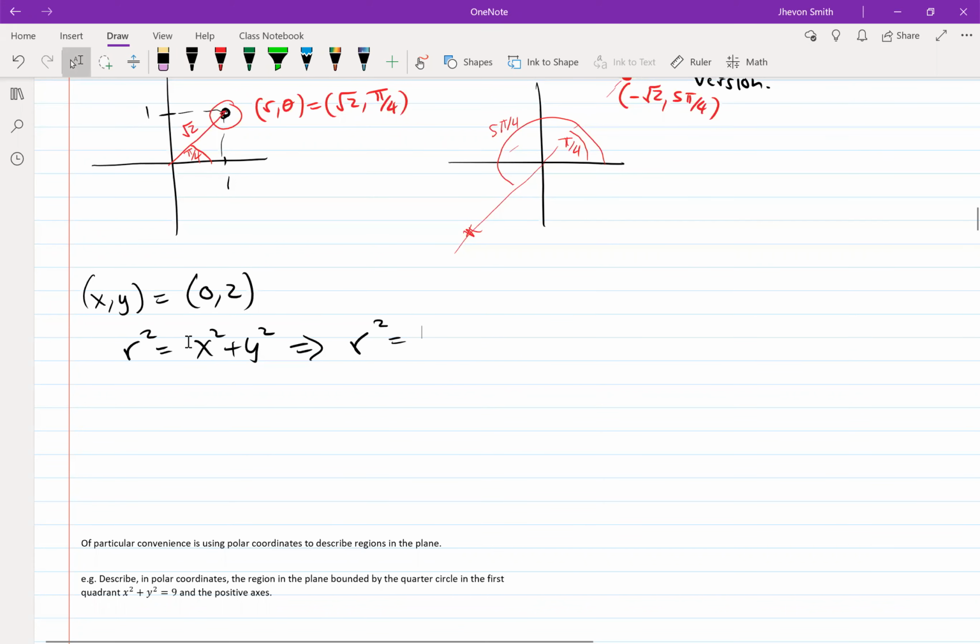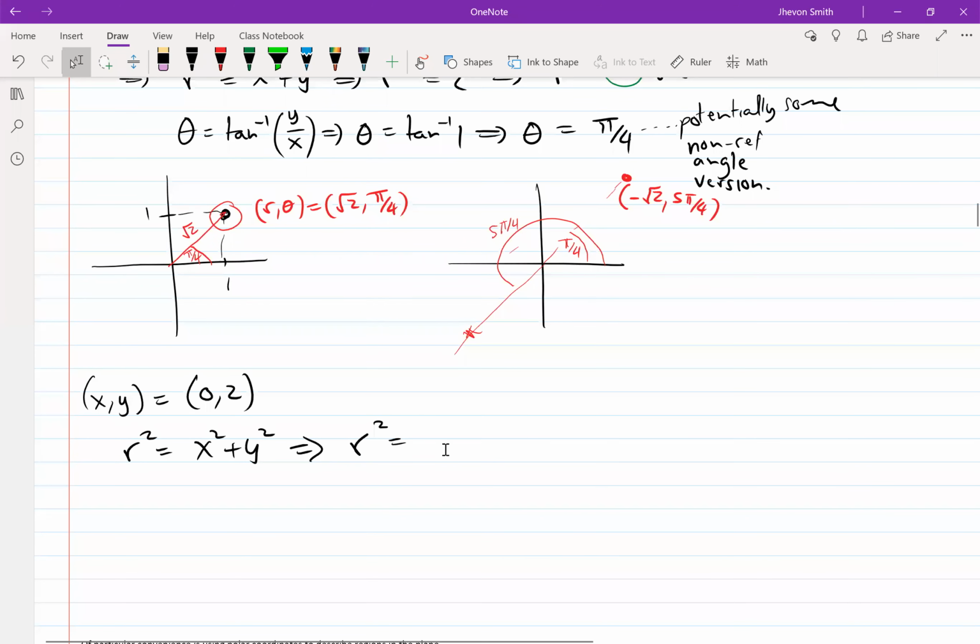Okay, so we have our r squared here. Where am I? I lost my train of thought. Okay, so this was 0 squared plus 2 squared. So this means your r is, well, plus or minus 2. How would you find the theta here? Do tan inverse of y over x. Okay, but what would that give you here? That would be undefined, right?